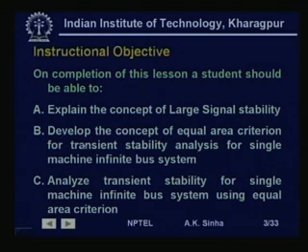So, develop the concept of equal area criteria for transient stability analysis for single machine infinite bus system, and you would be able to analyze transient stability for single machine infinite bus system using equal area criterion. That is, we will work out some problem on this, and since you would know how to solve this, you should be able to analyze for any other system as well.